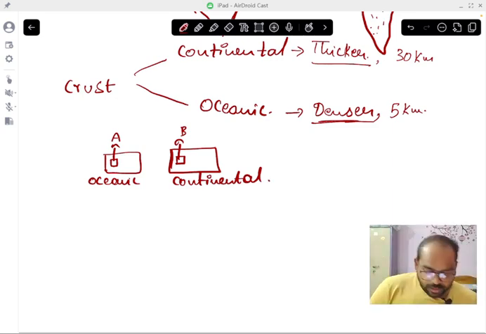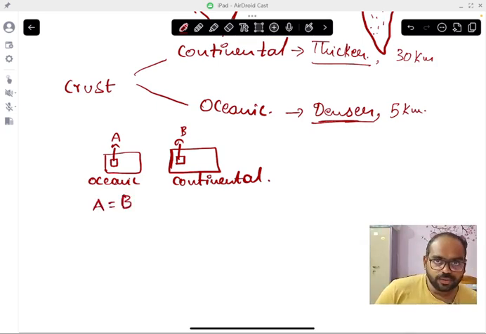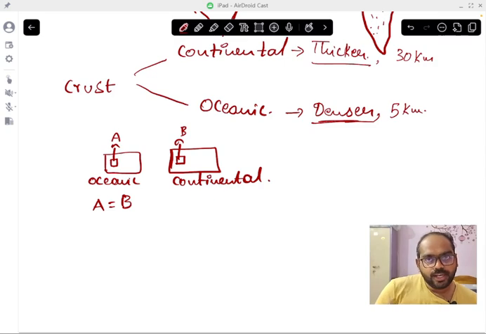Okay, the number of areas are similar. Both A and B are similar in area. You took two sections from oceanic and continental crust. The two sections are similar in area.